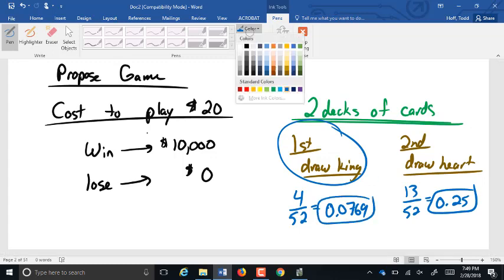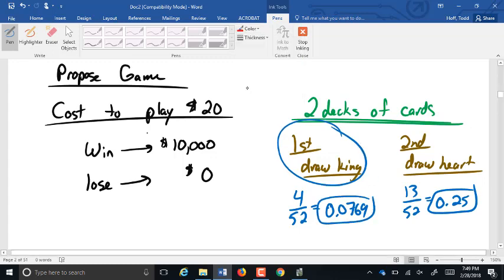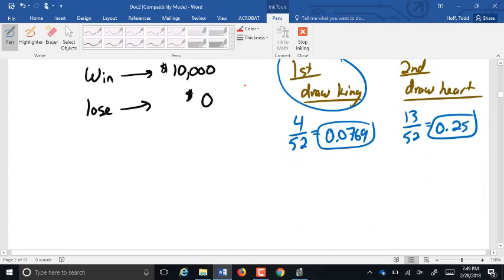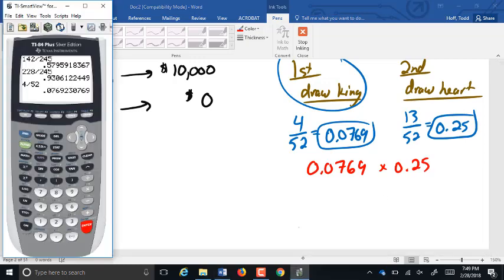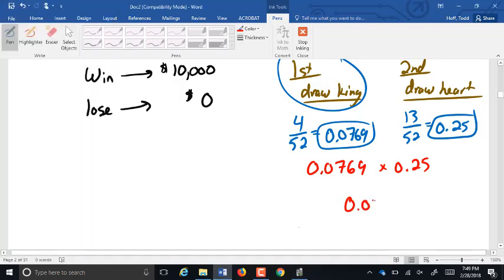So what's the probability of getting both to happen on 2 consecutive decks? That's why I used 2 separate decks, so that the first one didn't matter, right? Didn't matter if it was the king of hearts or not. We multiply those together. 0.0769 times 0.25 gives the probability of 0.0192. That's your chance to win.